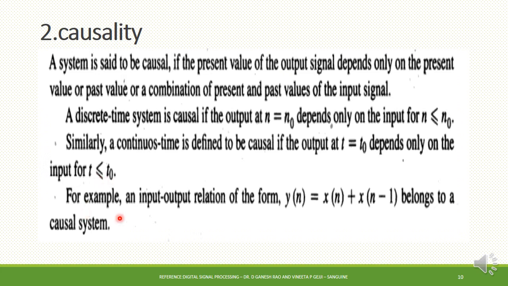For example, an input-output relation of the form y of n is equal to x of n plus x of n minus 1 belongs to a causal system. This is one expression. This type of expression belongs to the causal system.